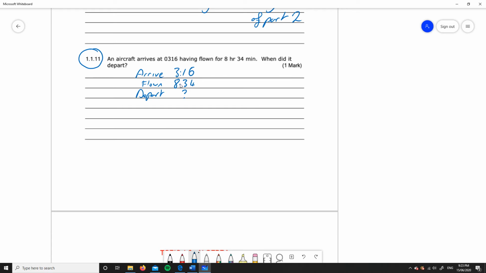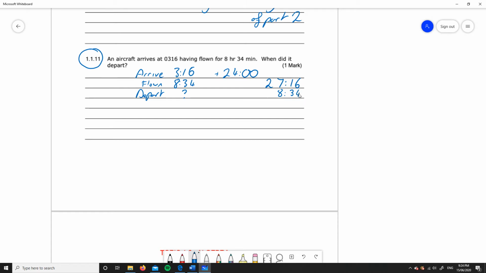Okay, so hopefully you can see straight away that if you've arrived at 3 o'clock in the morning and you've been flying for 8 hours, you would have taken off the previous day. So what I'm going to do is add the 24 hours of the previous day on there, and then take my 8 hours and 34 minutes away from that. So put that as 27:16, so 24 plus 3 hours and 16 minutes, minus 8 hours and 34 minutes.